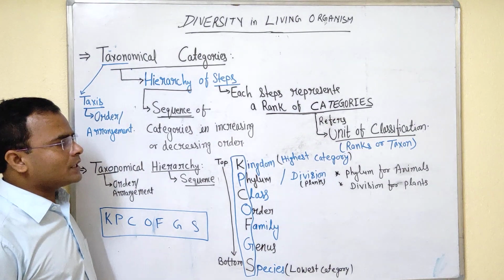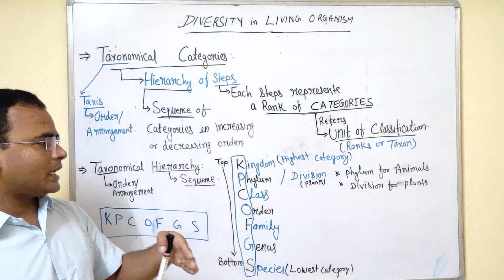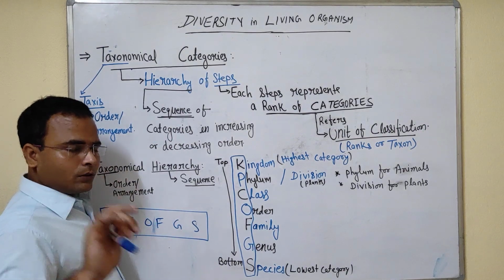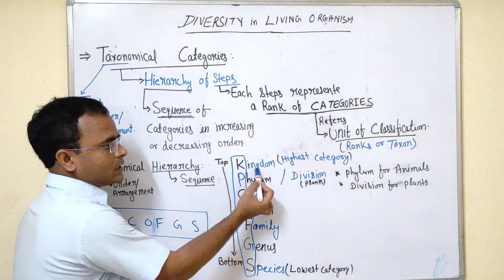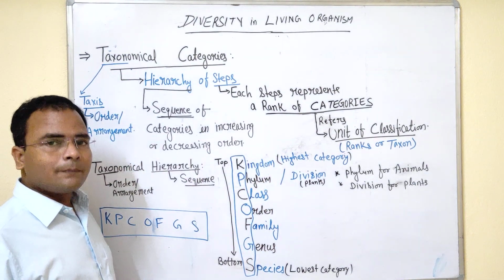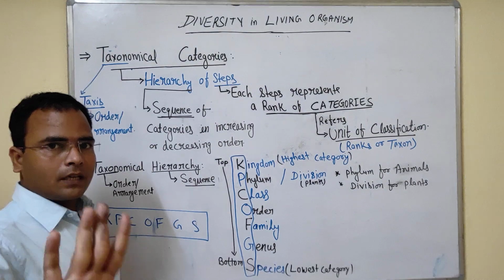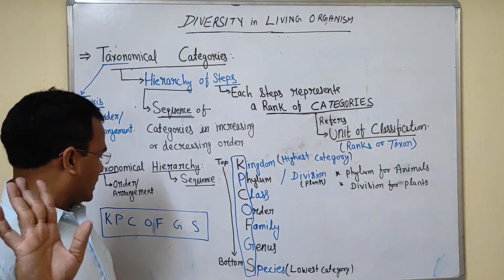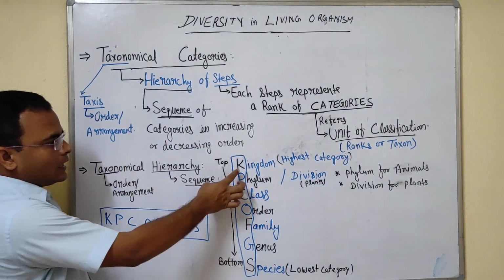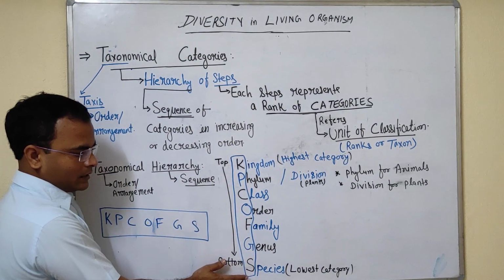If we study the different ranks of the taxonomical categories, there are 7 basic categories. The first one, the topmost, which we consider the highest category, is the kingdom. The entire taxonomy can be studied in 7 categories. What are they? Kingdom, phylum, class, order, family, genus and species.